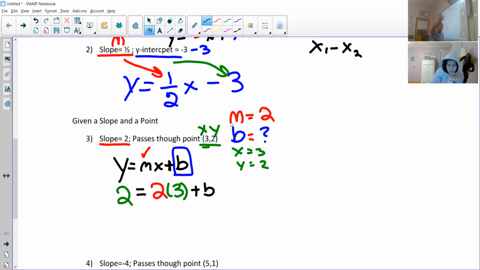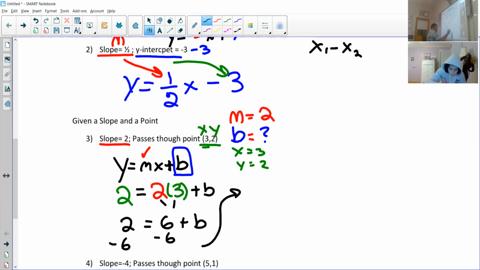From here, I'm doing a 2-step equation. Multiply the numbers, then subtract it to the other side. So 2 times 3, that gives me 6. Subtract 6 on both sides. And we're going to get -4 equals b. I got -4 equals b, so now I can write here -4.